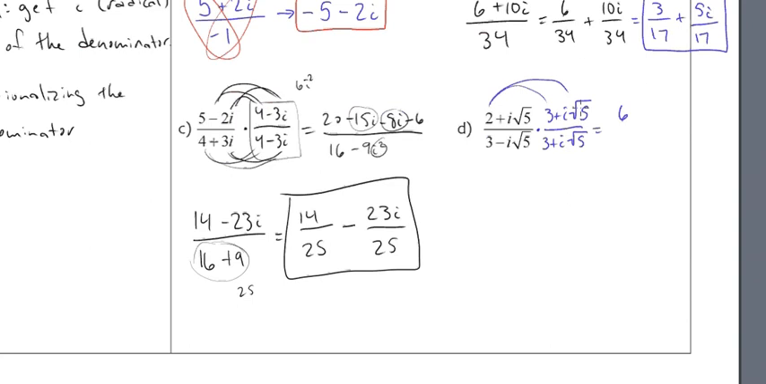2 times i root 5 is plus 2i root 5. Over here we've got i root 5 times 3, so plus 3i root 5. We're running out of a little bit of room here. And lastly, i root 5 times i root 5. And now the square root of 5 times the square root of 5, that's going to be 5, because it's the square root of 25, gives us 5. And i times i, that's negative 1, so this is really minus 5.